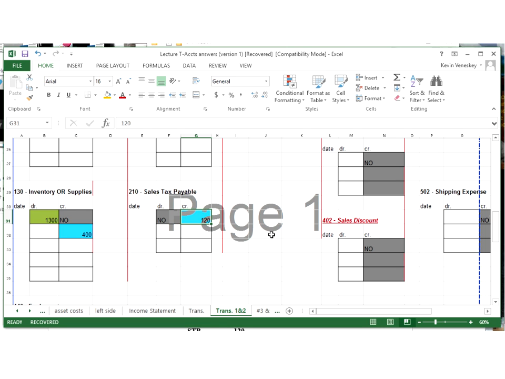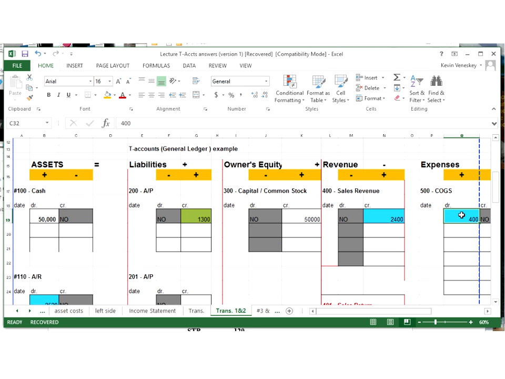The final entry showed the inventory leaving the store, so that's where that $400 comes from. $400, that necklace is now gone, and I would have debited it to my cost of goods sold account as an expense for $400.